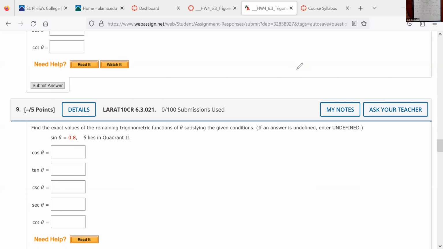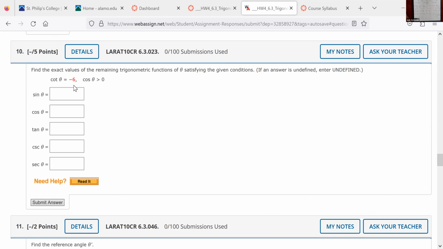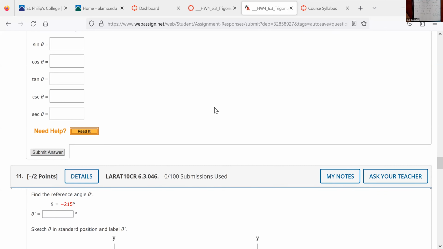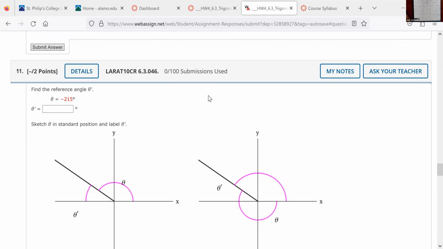But let's move on. 10 is the same thing, it's just to give you different information. So here, change it to -6 over 1. And then figure out what quadrant you're in based on this information. If cosine is positive, but cotangent is negative, that means that y is negative, so plus minus happens in quadrant 4. So you kind of have to figure out what quadrant you're in, and then decide which ones are plus or minus, and then build a triangle. Same thing over and over again.